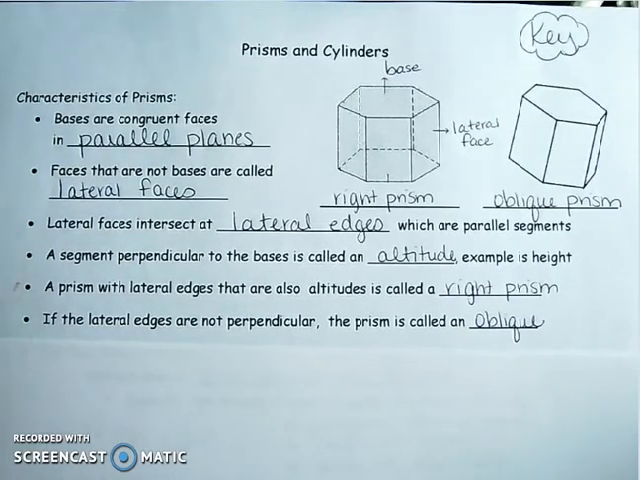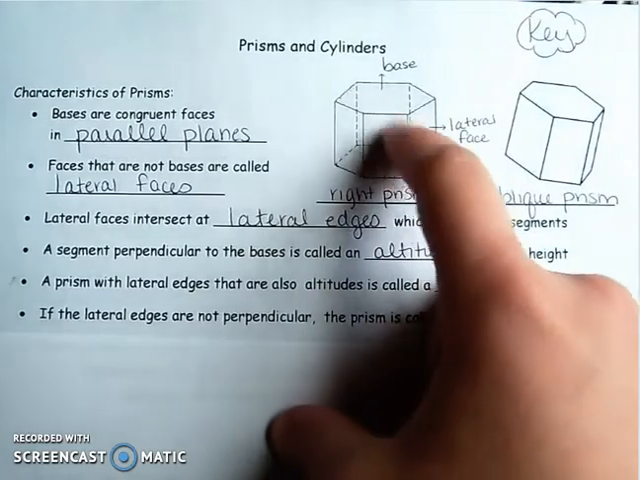Faces that are not bases are called lateral faces because they are just lateral on the sides, and they're also faces. These faces intersect at, you guessed it, lateral edges. The segment that is perpendicular to the base is called an altitude, which is a height, which you should know that word from before.